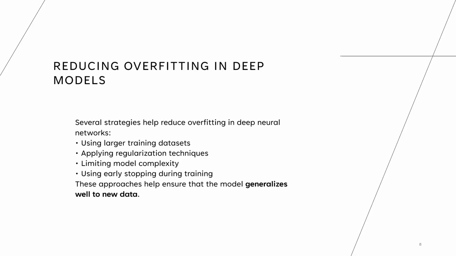A commonly used technique in deep learning is early stopping. During training, the model is evaluated on a separate validation dataset, and training is stopped when performance on that validation data begins to decline. These strategies help ensure that the model focuses on learning patterns that generalize well to new data, rather than memorizing the training examples.